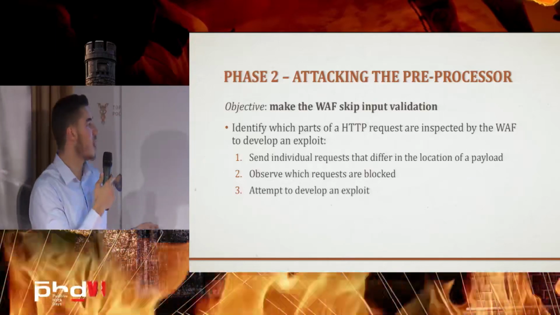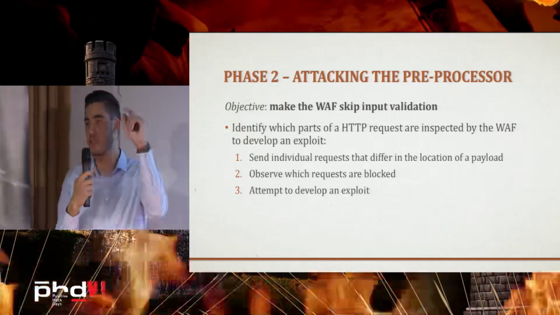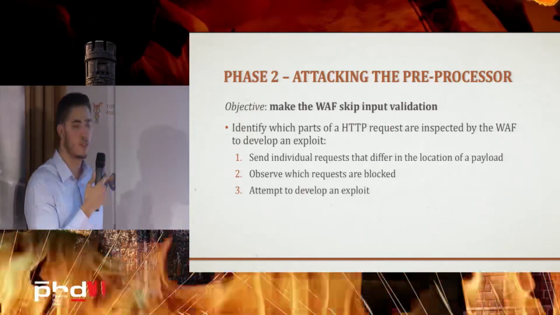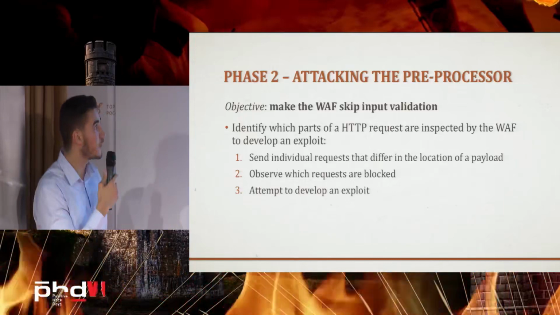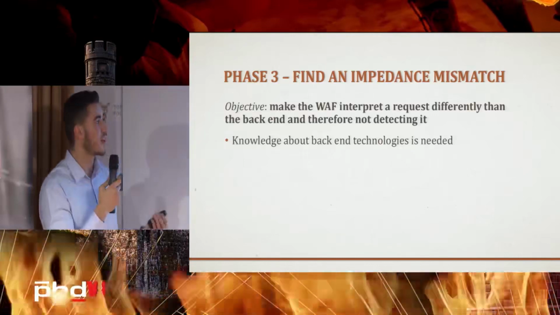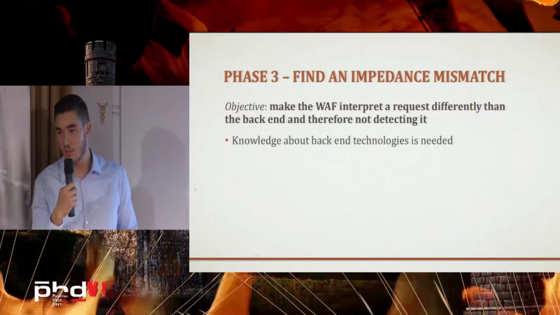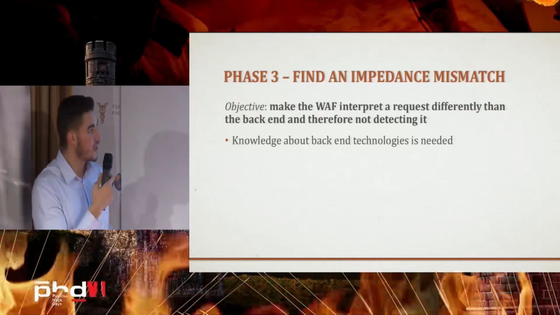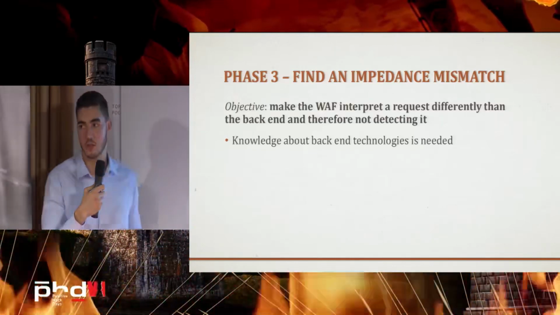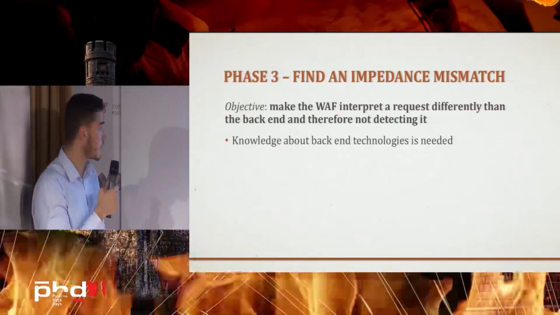So what we try to do is we send requests with a payload in it, and we change the position of the payload and see what is blocked and what is not blocked, and then try to attempt an exploit. The second one is to find an impedance mismatch. Again, we want to try to find an exploit or a payload that is interpreted by the WAF differently than the backend. And very important for this phase is to know about the backend technologies. So as I said, if we know there is ASP.NET, we can try HTTP parameter collision, for instance.